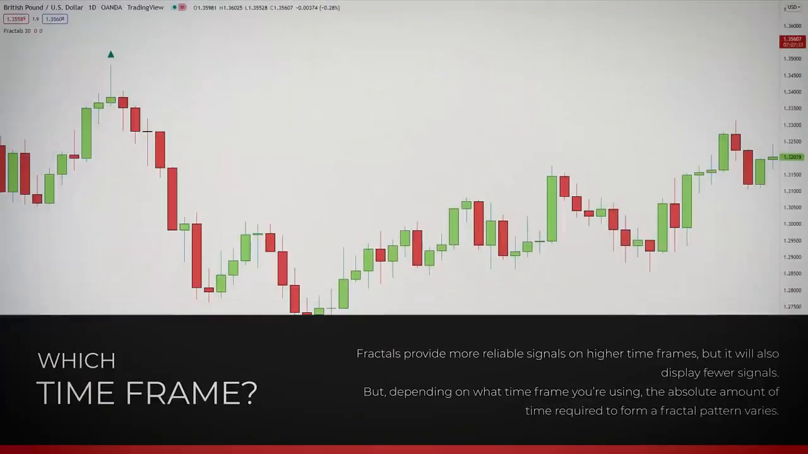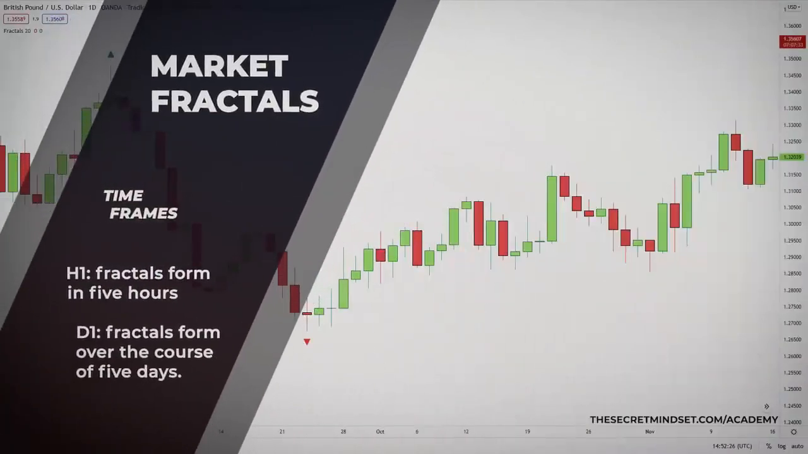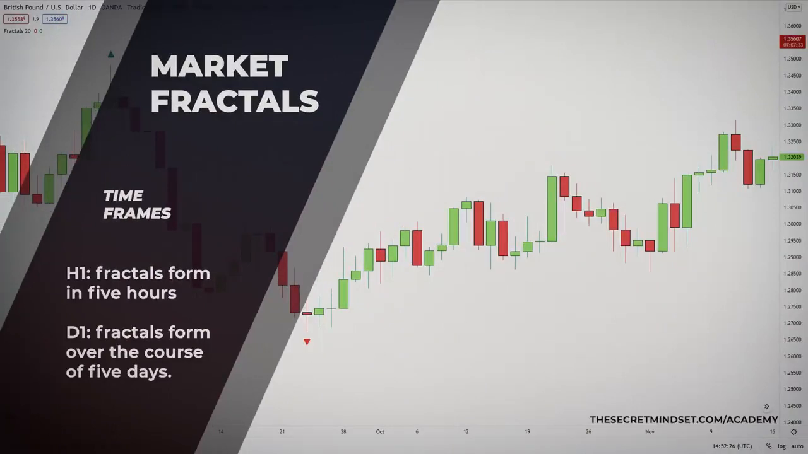Fractals provide more reliable signals on higher time frames, but it will also display fewer signals. Obviously, depending on what time frame you're using, the absolute amount of time required to form a fractal pattern varies. If you're using the hourly chart, a fractal pattern can form in 5 hours. If you trade the daily chart, you will see fractal patterns that form over the course of 5 days.